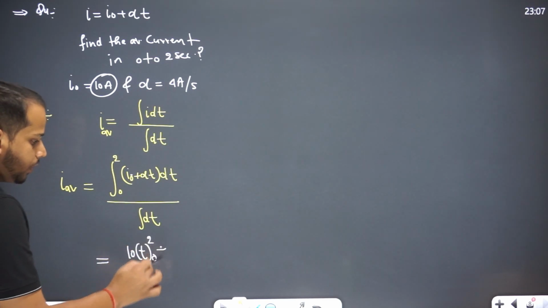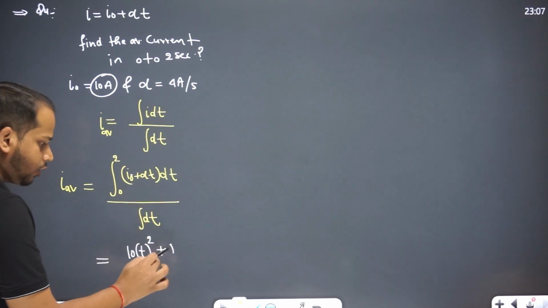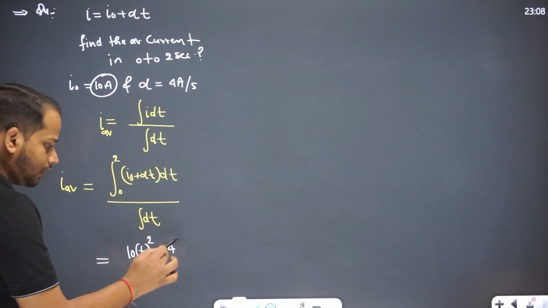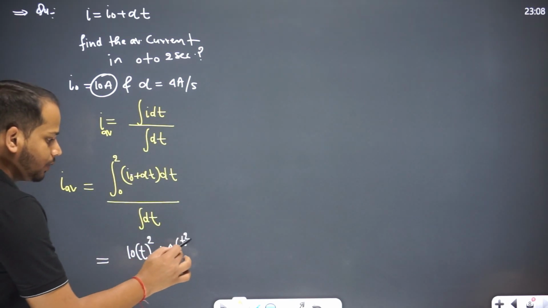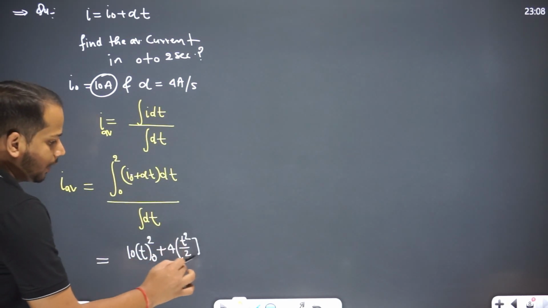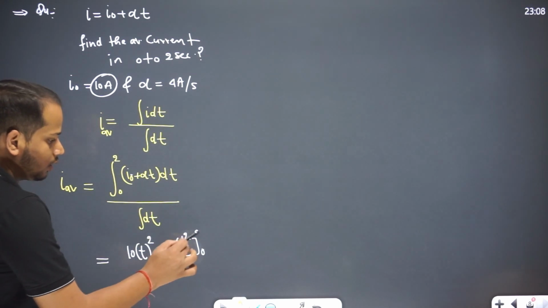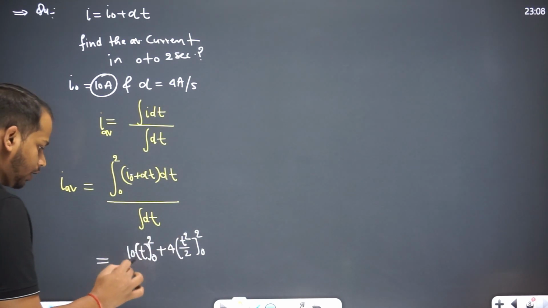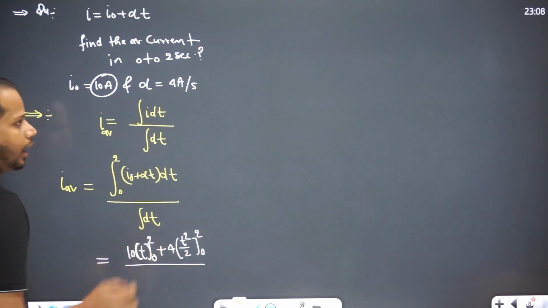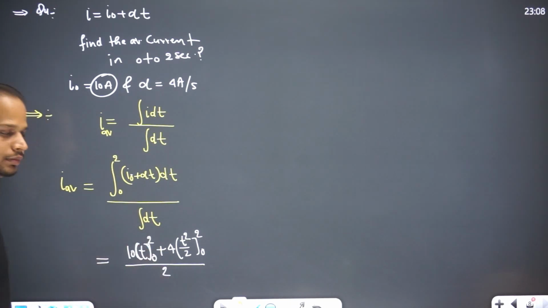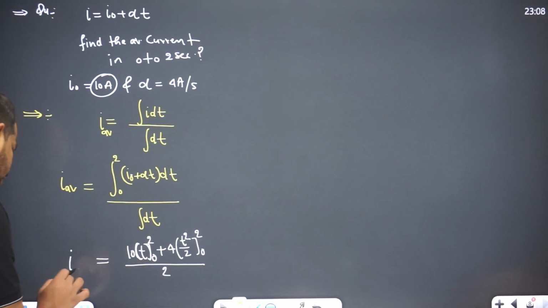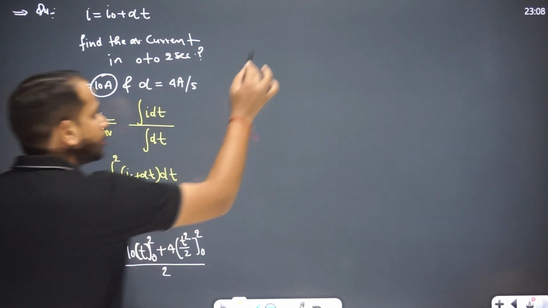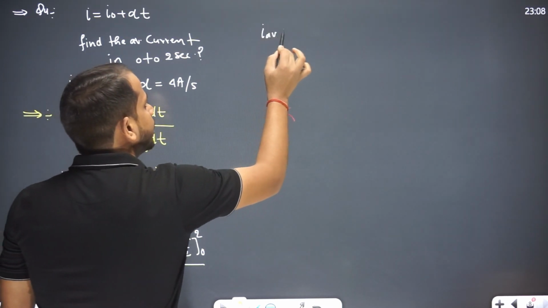0 to 2, plus alpha is a constant, that is 4, and what is the integration of this one? t square by 2. And what is the limit here? 0 to 2, right? And what is the total time interval here? 2 seconds. Now you can just solve it. This is the I average we have.